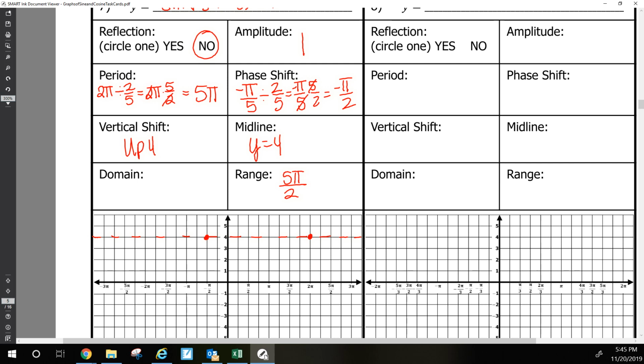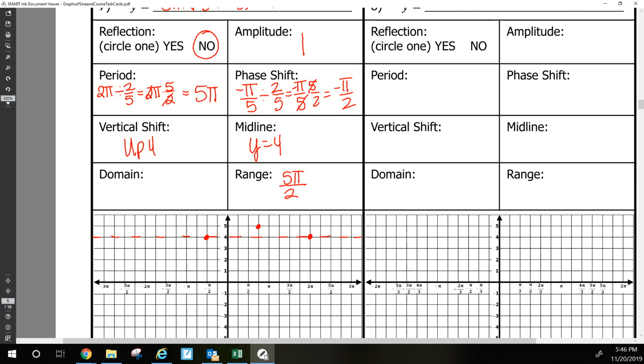And so now we want to look for the point that's halfway between -pi over 2 and 2 pi. To do that, I'm just going to count spaces. 1, 2, 3, 4, 5, 6, 7, 8, 9, 10. So 5 would be halfway between. So 1, 2, 3, 4, 5. This is where I should be at my maximum height, which is 1 above the midline.